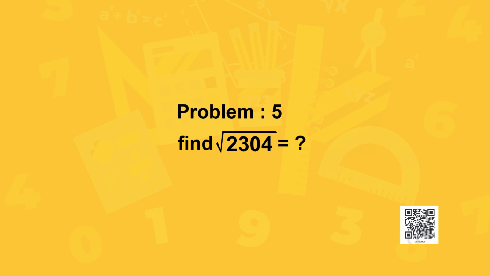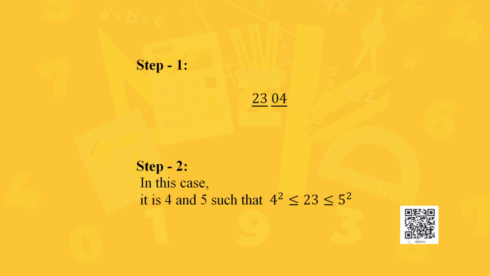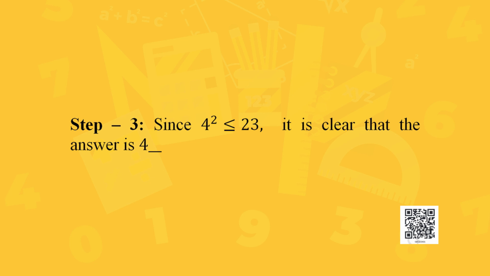Let's try to find out the square root of 2304 by using the same trick. As a step 1, let us put bars for every 2 digits from the units place. So there is a bar under 04 and there is a bar under 23. Observe the left extreme bar, we have the number 23. So we know that 23 lies between 4 square and 5 square. Take the left number, that is 4, whose square is less than 23. So this means that the answer will have 4 and a number.